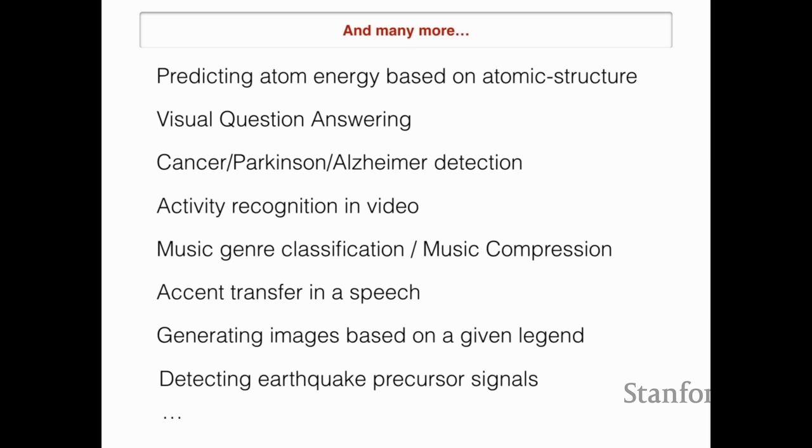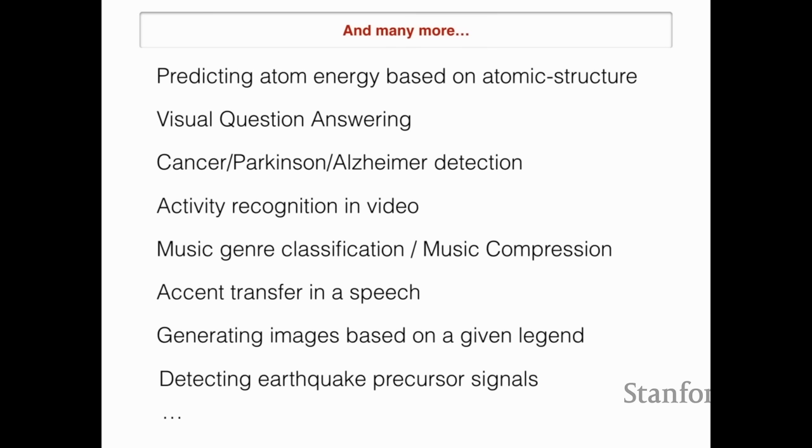Predicting the atom energy based on the atomic structure of an atom. So you have, for instance, softwares that are really computationally expensive that look at the atomic structure of an atom and will output the energy of this atom. This takes a long time. These students have tried to make it a 3-second problem by running a neural network to find the energy of the atom.